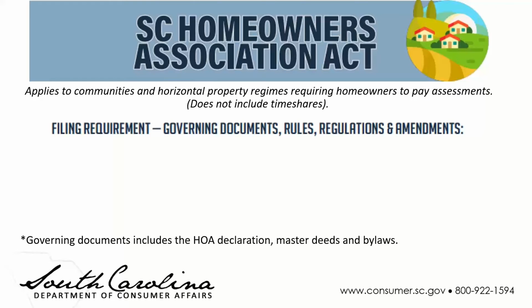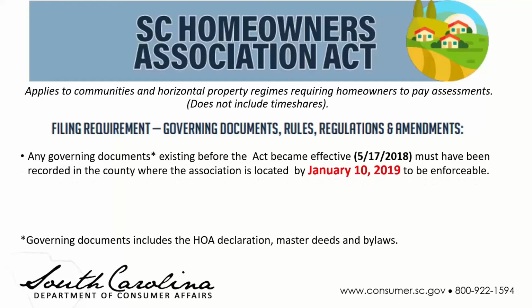So under the Homeowners Association Act, there is a filing requirement for governing documents, rules, regulations, and amendments. Any governing documents existing before the Act became effective on May 17, 2018, must have been recorded in the county where the association is located by January 10, 2019 in order to be enforceable.